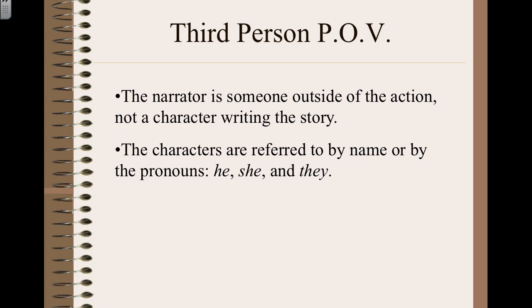The next point of view we're going to talk about is third person point of view. Now, third person point of view is different in that the narrator of the story is someone outside of the action, not a character writing the story. So the characters are referred to by name or by the pronouns he, she, and they. So in third person point of view, we can imagine that there is a narrator sitting outside of the bubble of the story, and they're sort of looking into the story and telling the story as they see it.